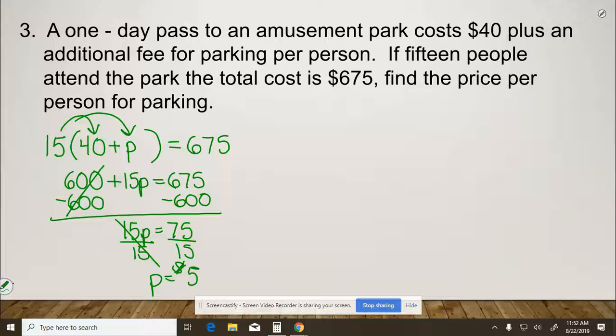All right, so in this case, the price for parking at this park is $5. The price to enter the park is $40. Not quite sure why they didn't just make the whole price $45. Maybe the parking place is not affiliated with the park and they're trying to get some extra money. All right, let's see the next problem.